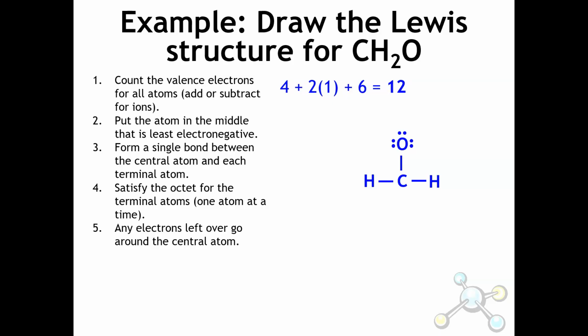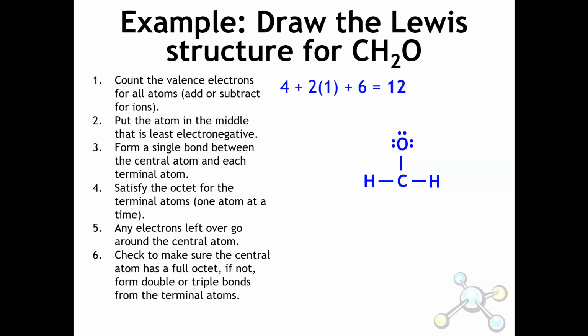Any electrons left over go on the central atom. We don't have any. And then this is where this important step comes in. Again, check to make sure the central atom has a full octet. If you notice, carbon only has 3 lines to it, indicating 6 electrons around it. So guess what? We have to remove an electron pair from the oxygen to make a double bond. So we're going to wipe one off and make that double bond.